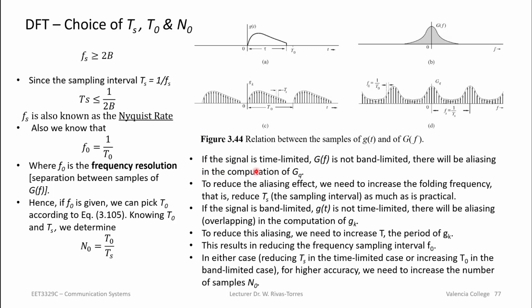There's some more detail here. If the signal is time limited, then GFS is not time limited, and there will always be aliasing. Okay. To reduce the aliasing effect, we need to increase the folding frequency, or the transition frequency, to avoid that. So that means reducing T of S, or just go ahead and band limit the signal.